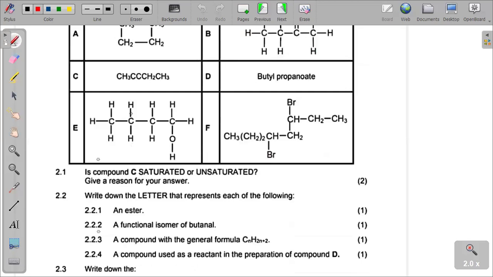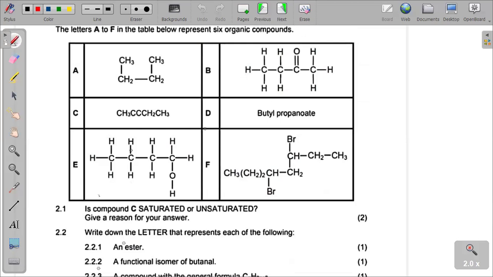So basically, we are being tested on our knowledge or understanding of the nomenclature of organic compounds. So we are saying, write down the letter that represents the following: an ester. So in ester, we see here butyl propanoate. That's an ester, the D.